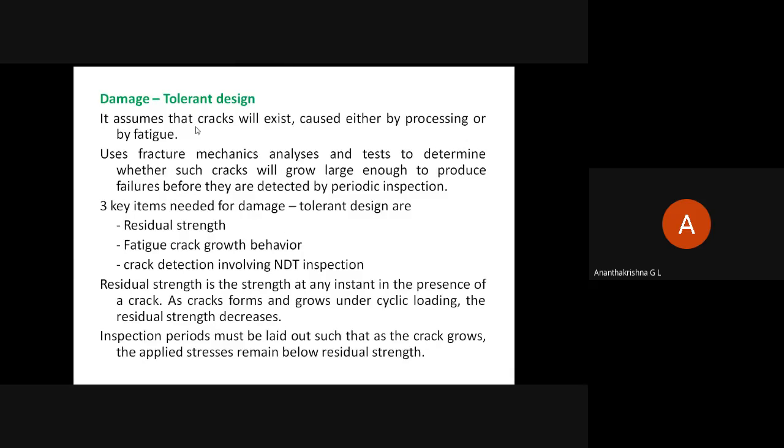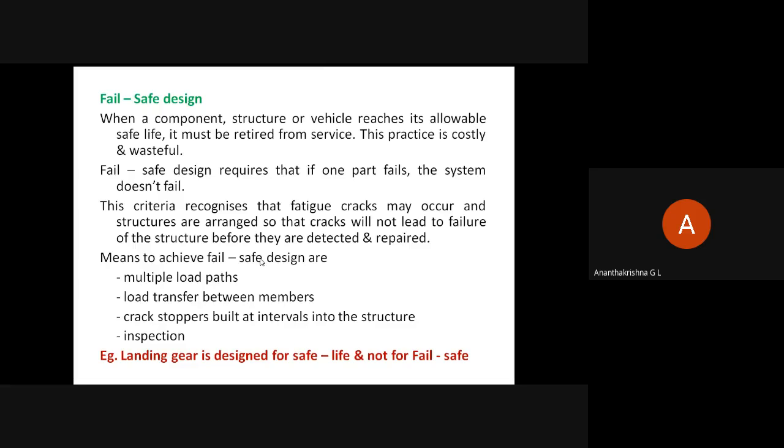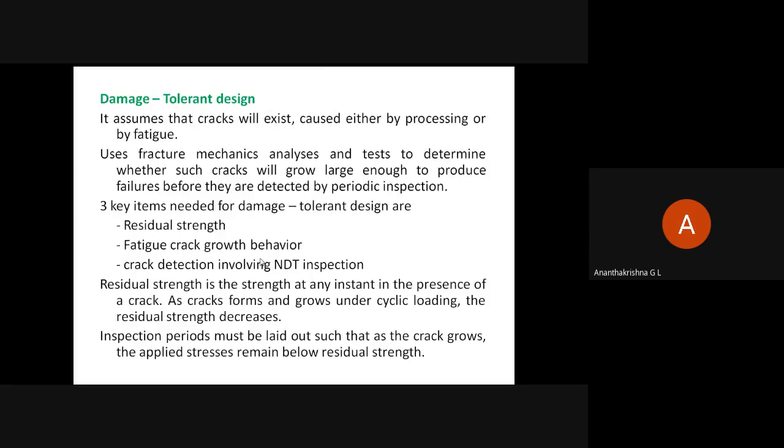In damage tolerant design, it assumes that a crack will exist, caused either by processing or by fatigue. Key items needed for damage tolerant design are residual strength, fatigue crack growth behavior, and crack detection using NDT techniques. Write this from the screen. Fail-safe design you have finished, right? Yes, sir. Okay, so write down damage tolerant design from the screen.